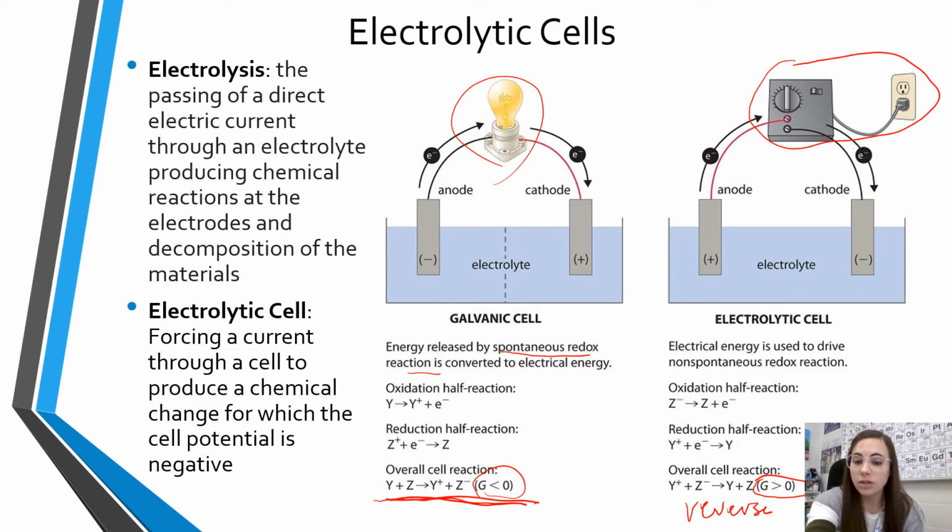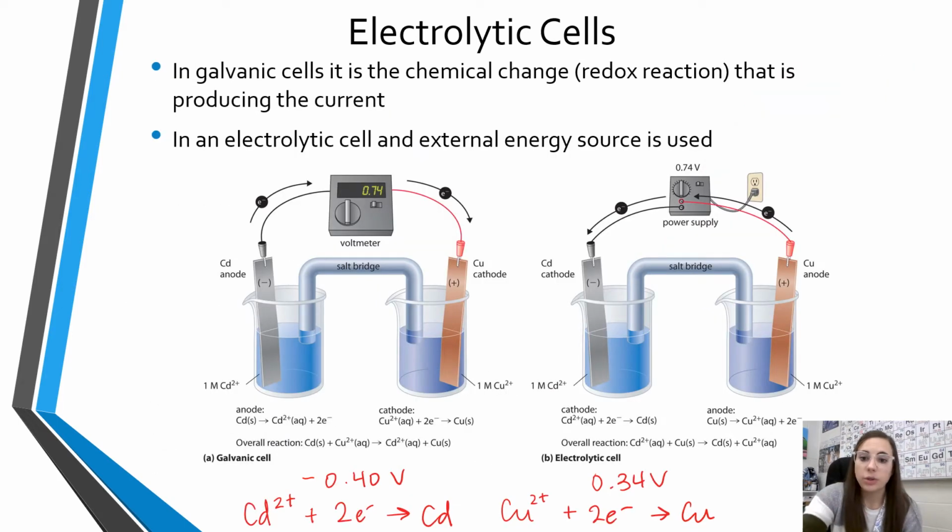I want you to notice something. The electrons are still flowing anode to cathode, even in the electrolytic cell. Just like we learned with the galvanic cell, electrons always move away from the anode and come to the cathode. But instead of doing that spontaneously, we are forcing them to run that direction by putting in that external input of energy. So here's an actual example where we have real substances instead of X's and Y's.